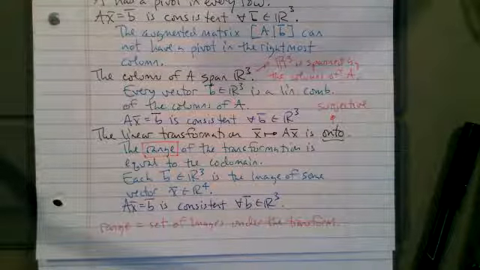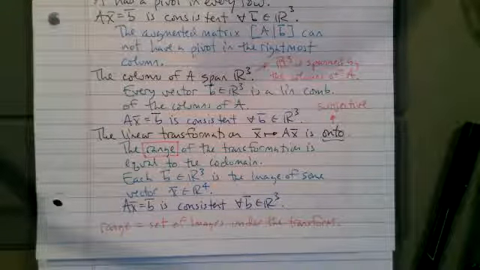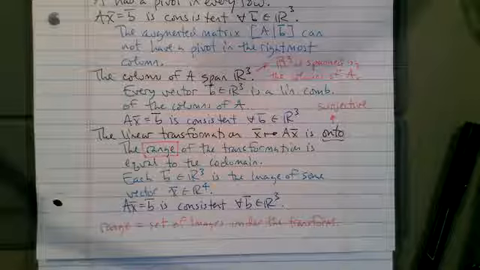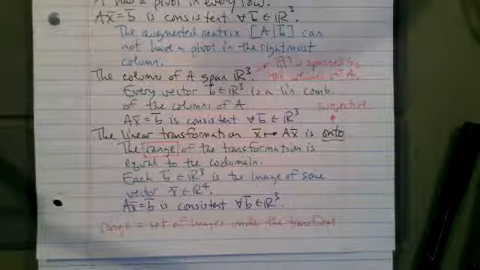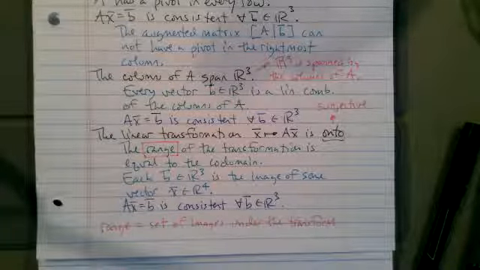So if the range is equal to the codomain, that is everything in the codomain is in the range of the transformation, that means the transformation covers everything in the codomain. That's the way we're thinking about it. That's why we use the word onto or surjective. It takes R4 and puts it onto R3 and completely covers R3. Everything in the codomain is the image of some vector in the domain. And that is the same as AX equals B is consistent for all B in R3.